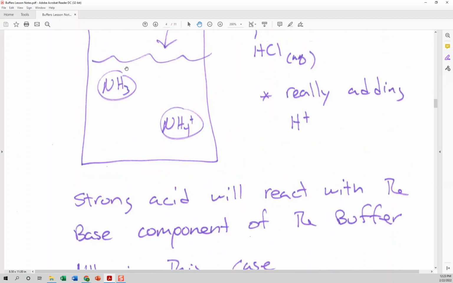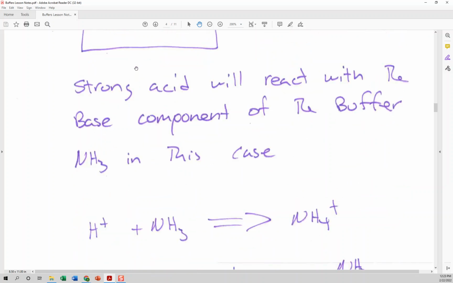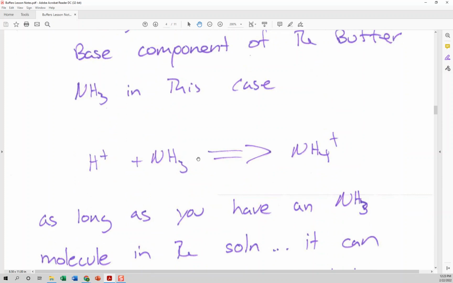So I have to be able to look at this buffer system and recognize that this is the base and this is the acid. If I were to add strong acid to it, meaning if I added H+ to the buffer, it's going to react with the base part, okay? So the buffer system takes out any H+ I add. How? The weak base of the buffer system will react with the H+ and produce more of the acid component.